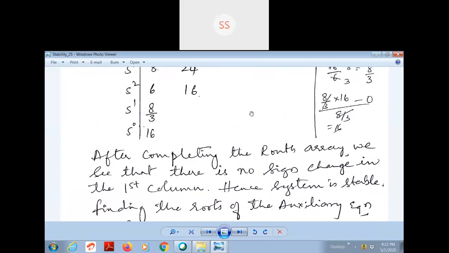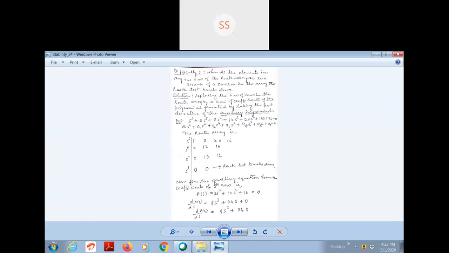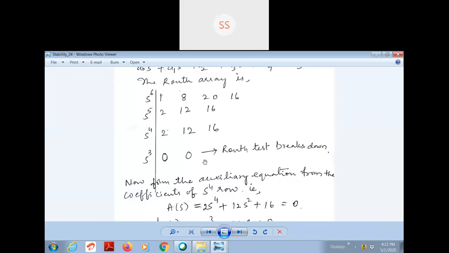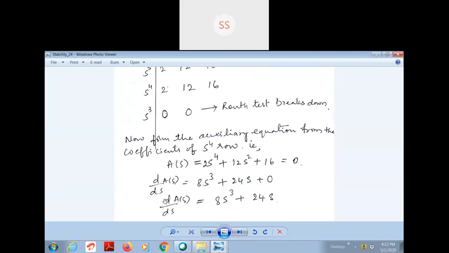Therefore, the overall procedure here is, whenever you encounter a complete row of zeros, you have to form an auxiliary equation by taking the row just above the zero row. So here it is the s to the power of 4 row. Therefore, we are forming the auxiliary equation using the s to the power of 4 row: 2s square plus 12s square, then 16, that is the next even power, plus 16 equal to 0. Then you have to differentiate it so that we are going to get the coefficients for the next row.